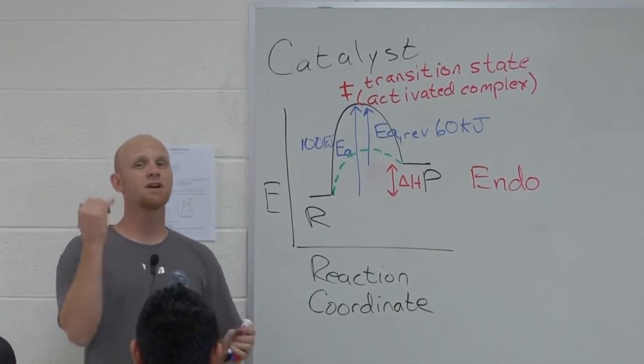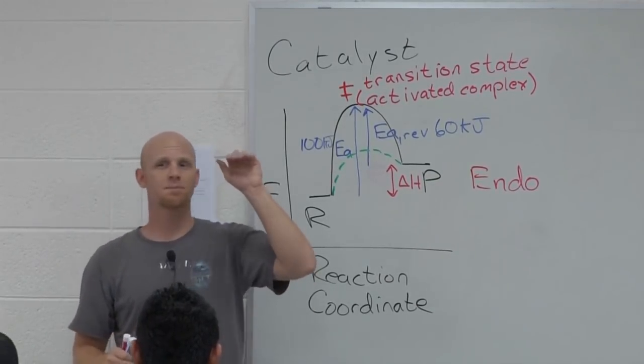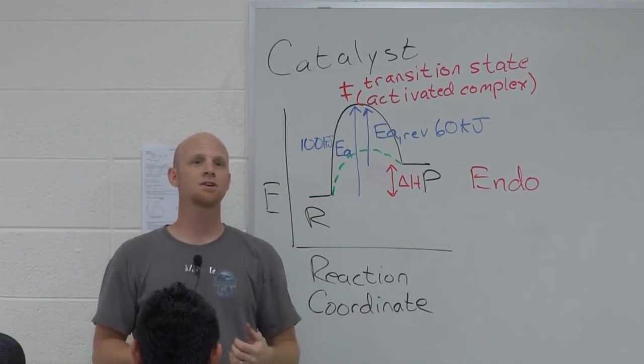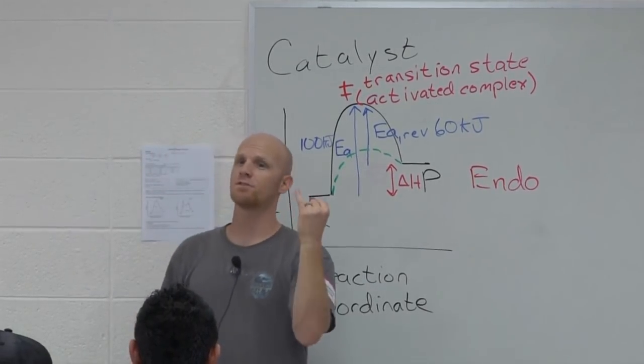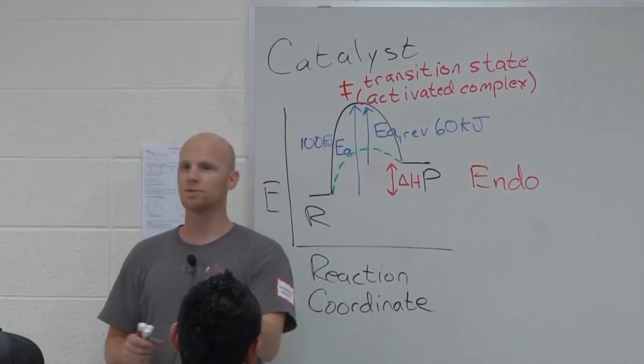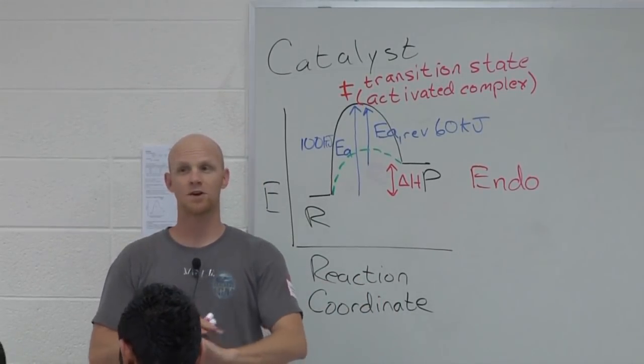So again, you gotta know your definition of catalyst. A catalyst speeds up a reaction by lowering the activation energy, by giving an alternate mechanism or pathway for the reaction to occur. It does not get consumed in the reaction, and it does not shift the equilibrium towards the reactants or towards the products at all.